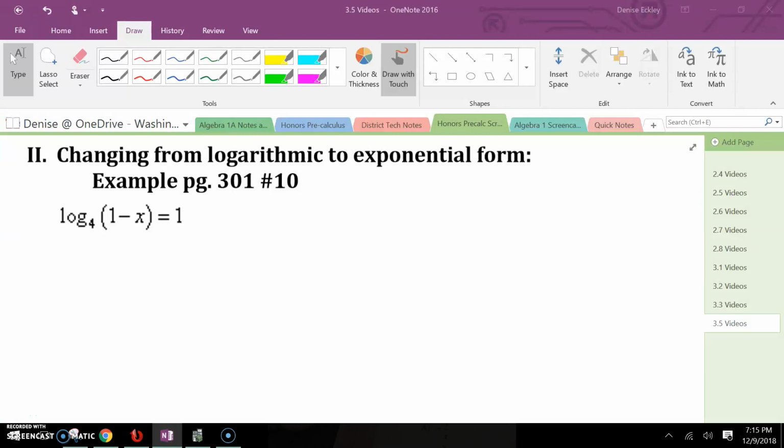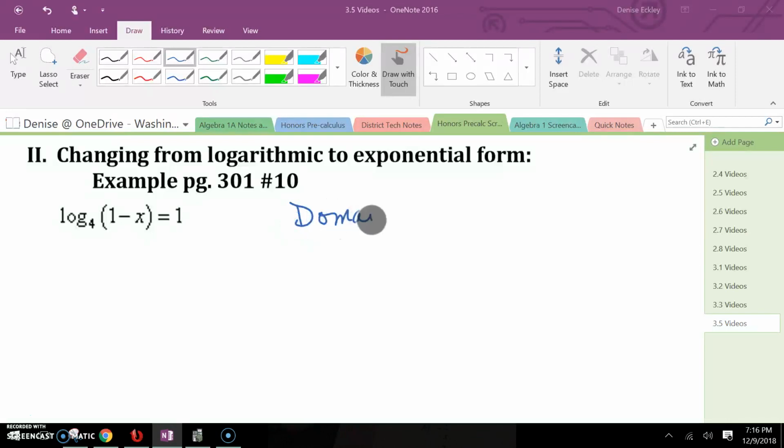Number 10 on page 301, we're going to solve the log equation by changing it to its exponential form. We have the log of 1 minus x base 4 equals 1. So again, before we get started, we want to determine the domain of the function.